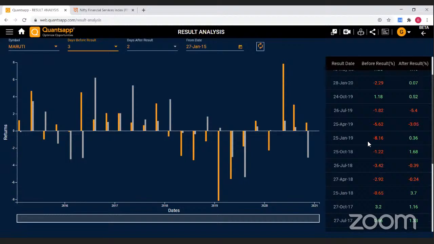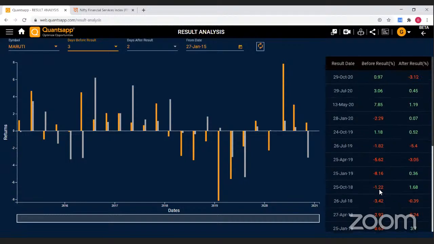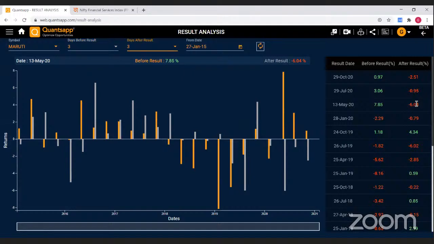But apart from that, you can see most of the time it has remained on the negative side. After the result, how the performance was. So after the result depends on how the result came. So if I say 3 दिन result आने के बाद और 3 दिन result आने के पहले, so I can say result आने के बाद 3 दिन बाद there was a deep cut twice and normal flattishness in the after the result.